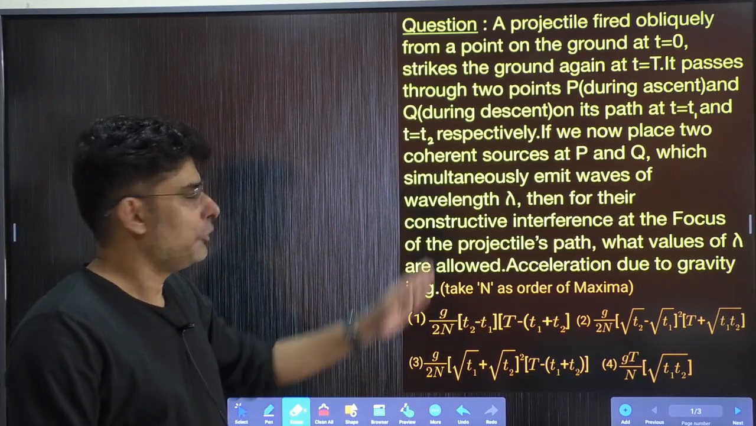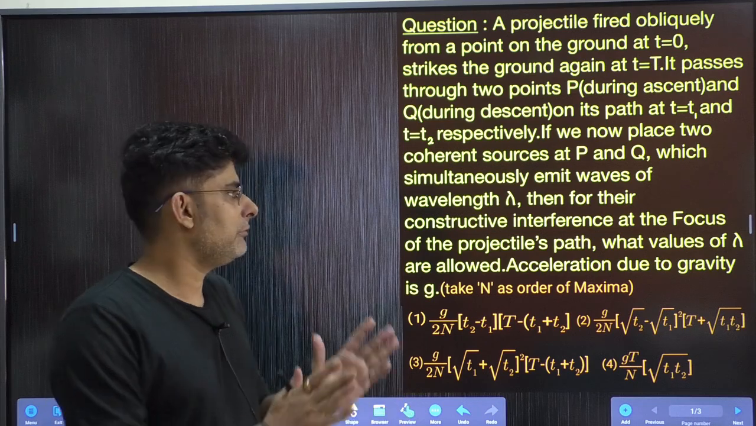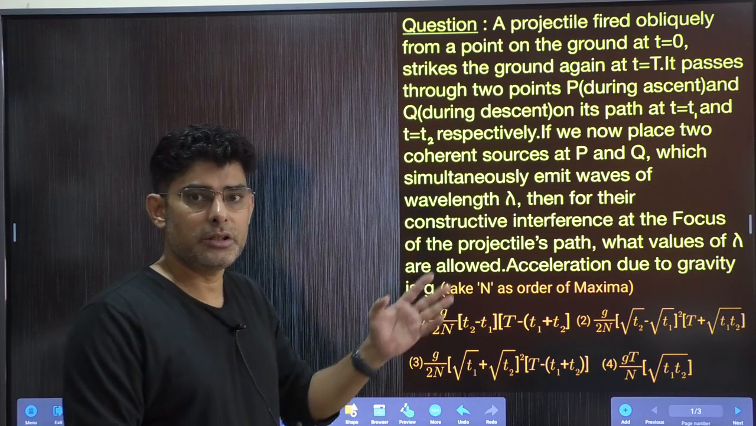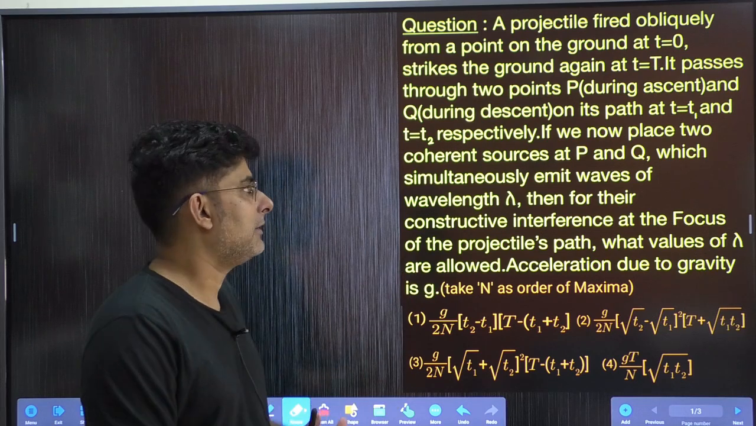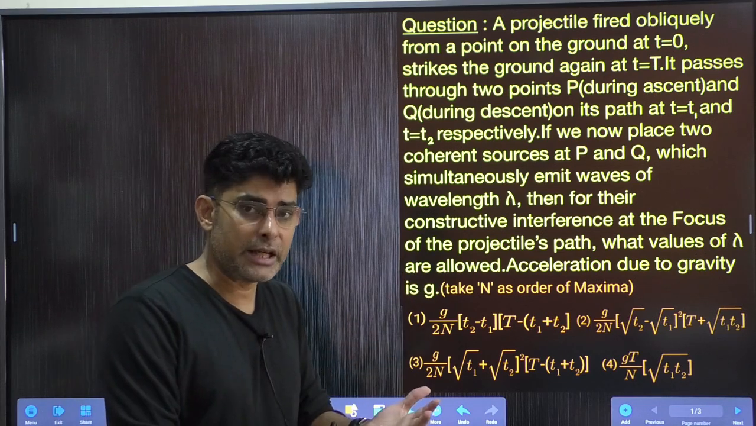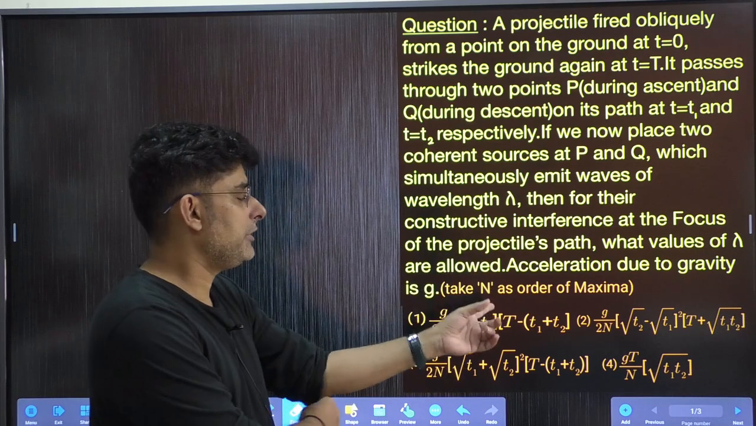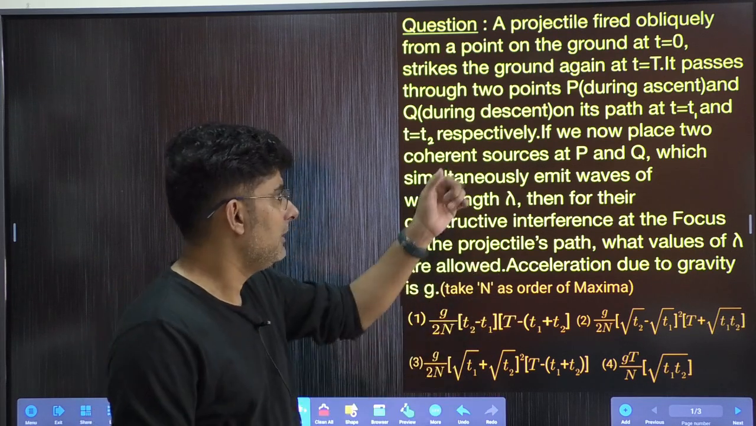Hello everyone. So here I have framed a completely new, brand new question for IIT JEE as well as Olympiad aspirants, and this question is made by clubbing three concepts, two of physics and one of mathematics. Physics concepts are of projectile motion and wave optics, whereas the concept which I have used from mathematics is of conic section parabola. Let's see.